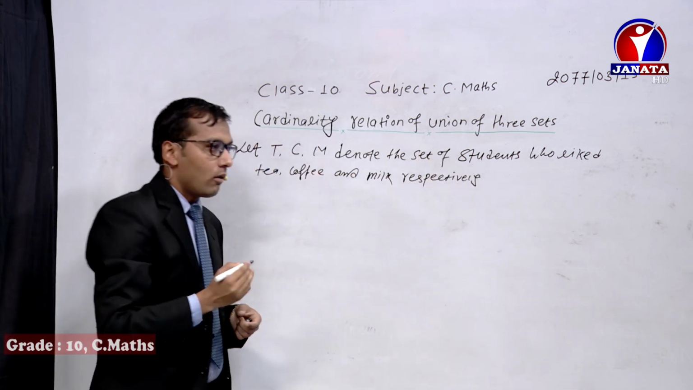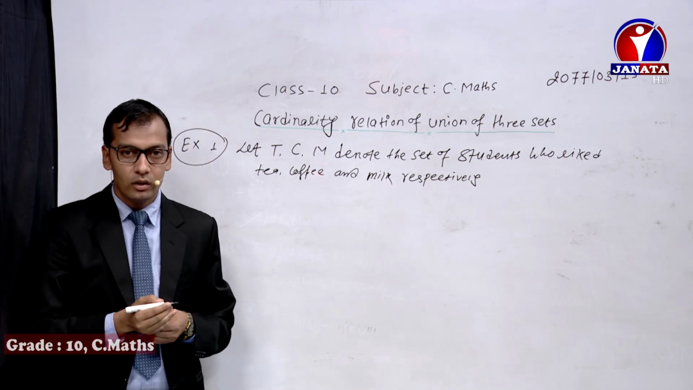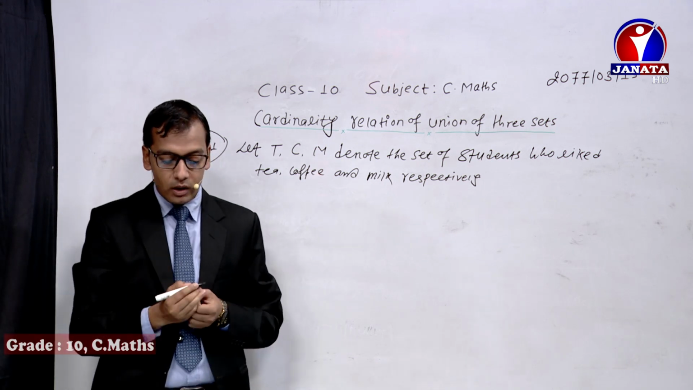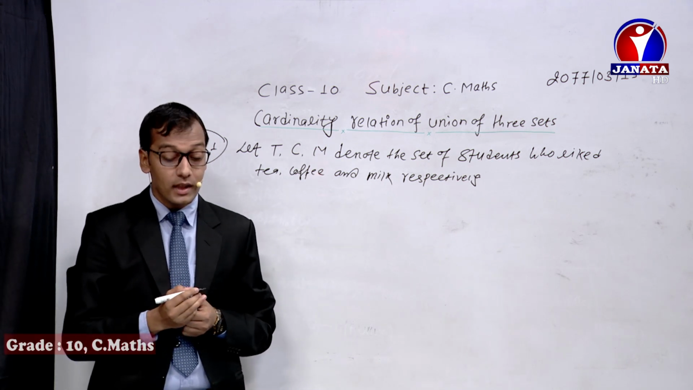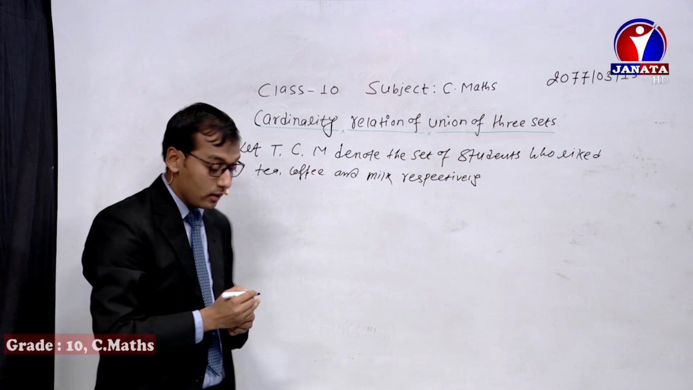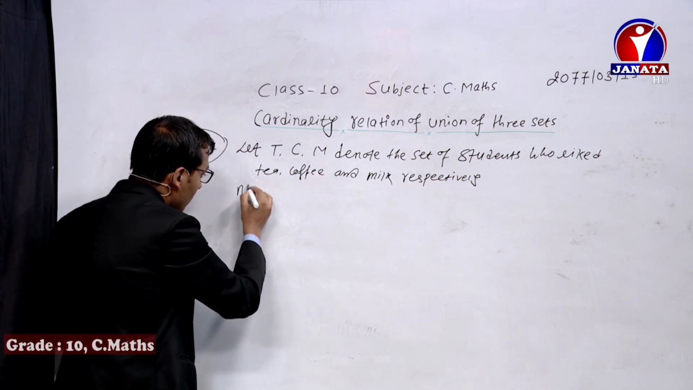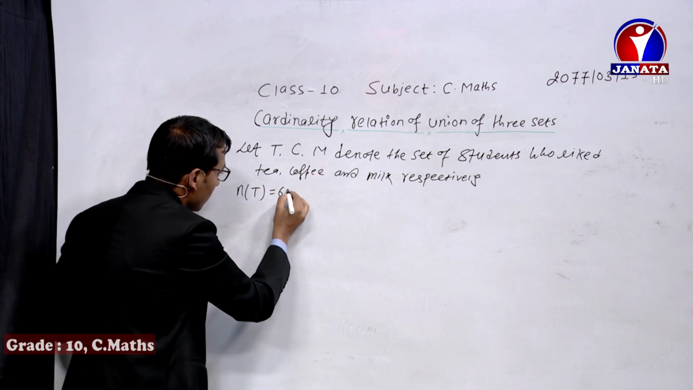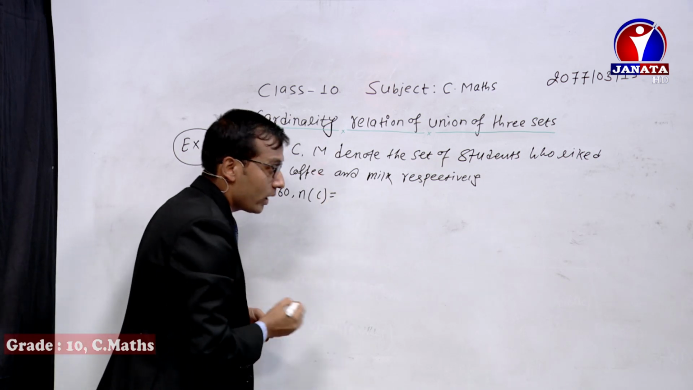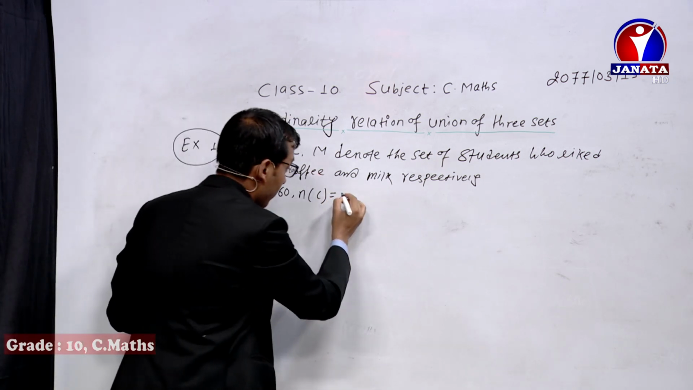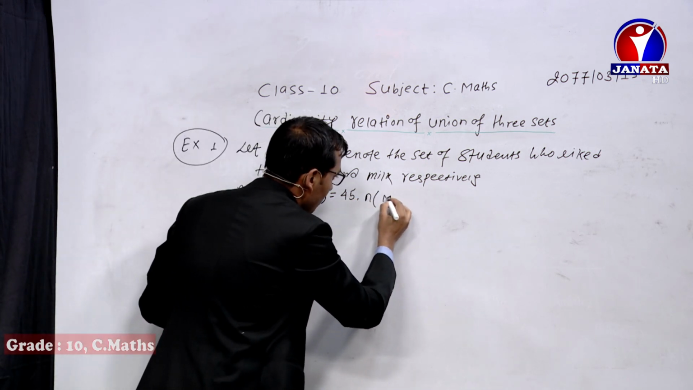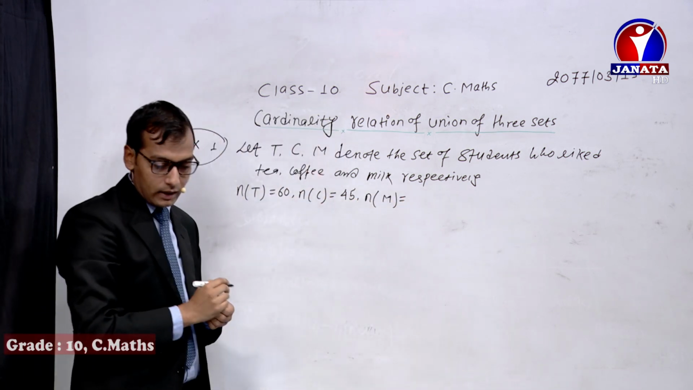Now let's write the information which is given in the question. Here we are asked to find the total number of students, so n of U is asked, that is unknown. 60 liked T, so n of T is 60. n of C is given, n of C is 45. What is n of M?